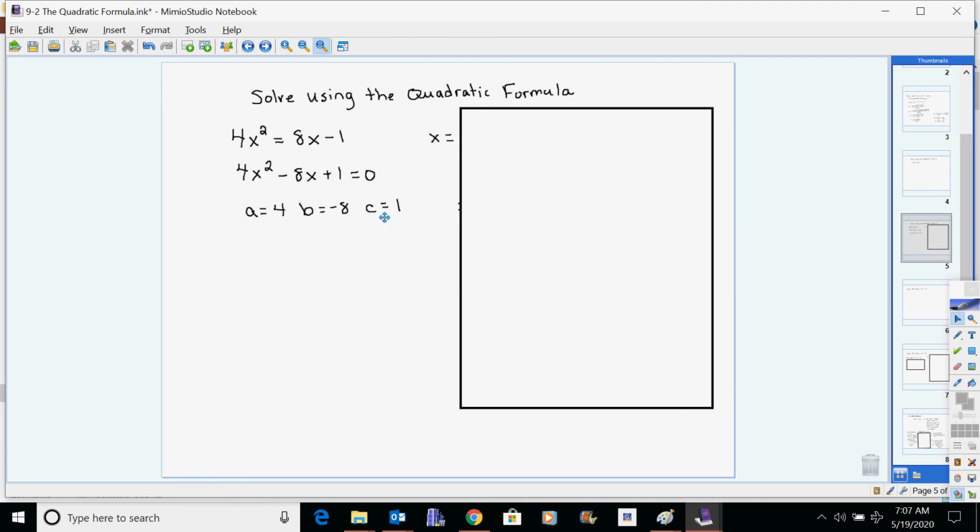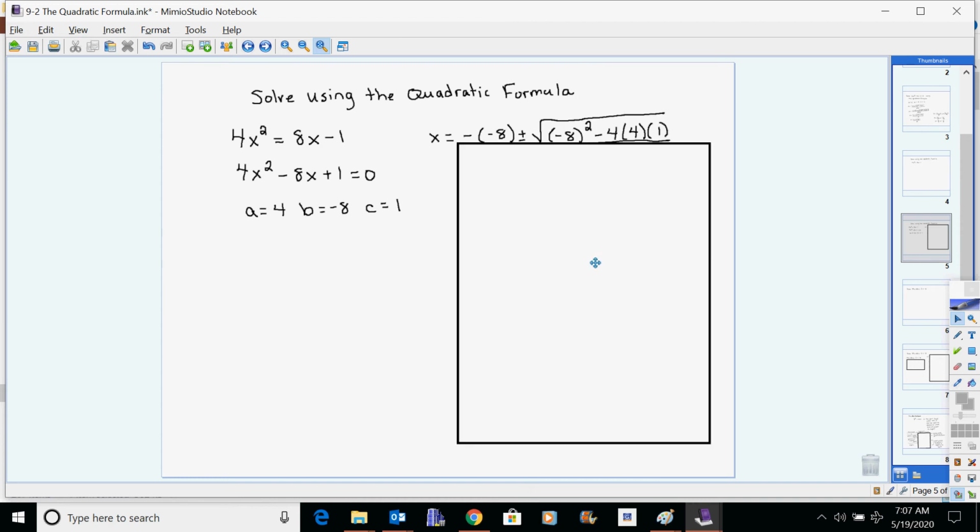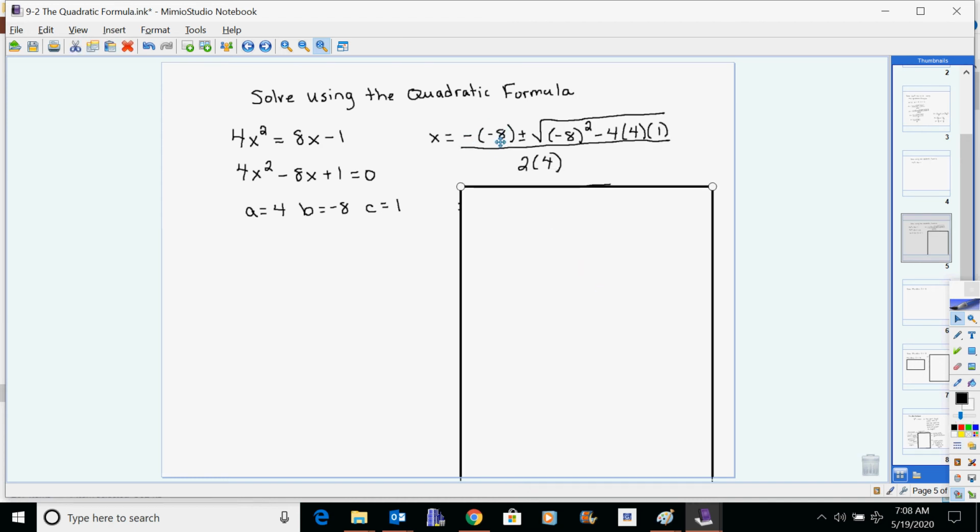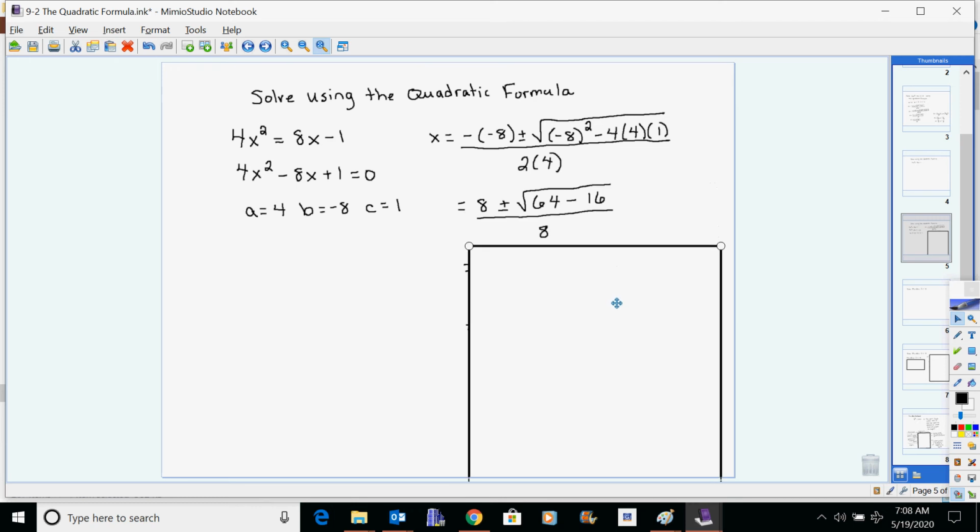And then you can take those numbers and plug them into negative b plus or minus the square root of b squared minus 4ac, all over 2a. And these get filled in with numbers. Minus negative turns into a plus, as you know. Negative 8 times negative 8, positive 64. In this case, minus 16.